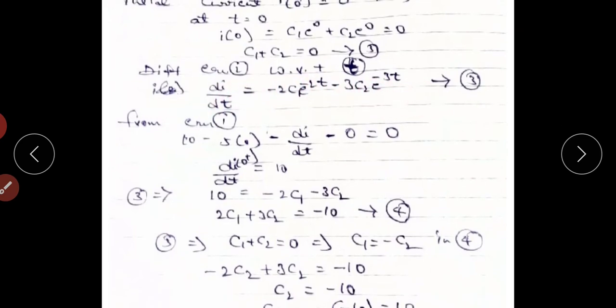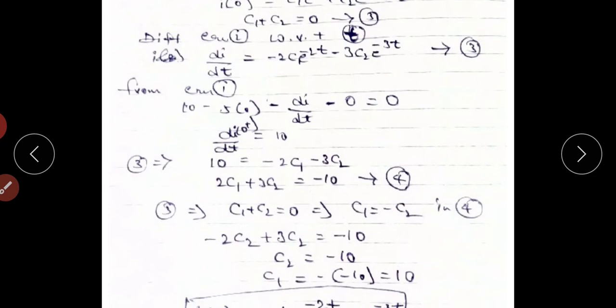Okay, now substitute t equals to 0 in equation 3. So di by dt at 0 plus equals 10. So 10 equals minus 2 into c1 e power 0, and e power 0 equals 1, so minus 2 into c1, minus 3 into c2 e power 0, and e power 0 equals 1, so minus 3 into c2. So equation 3 becomes 10 equals minus 2 into c1 minus 3 into c2, or 2 into c1 plus 3 into c2 equals minus 10. Let it be equation number 4.